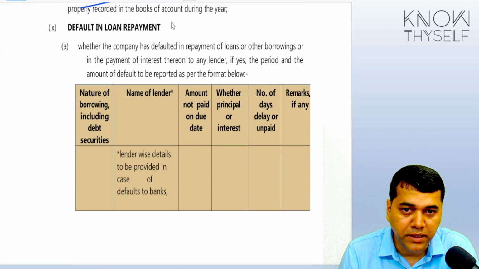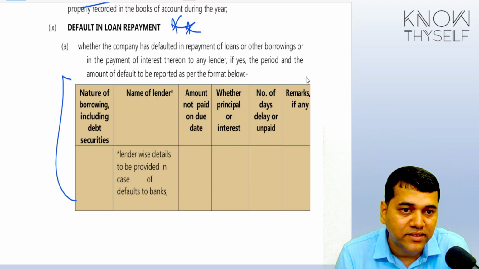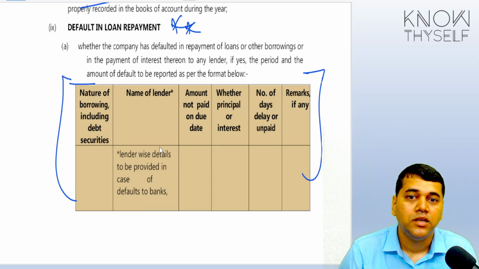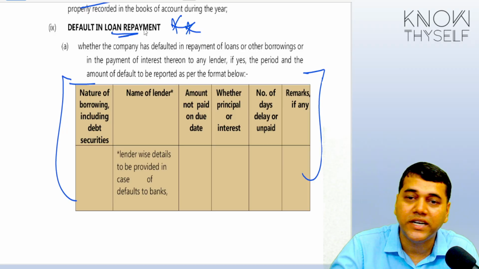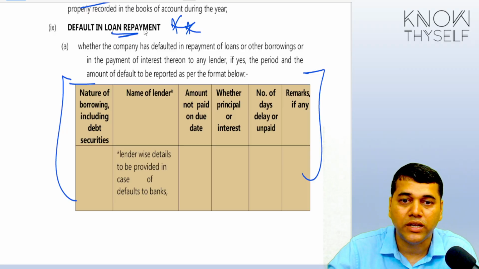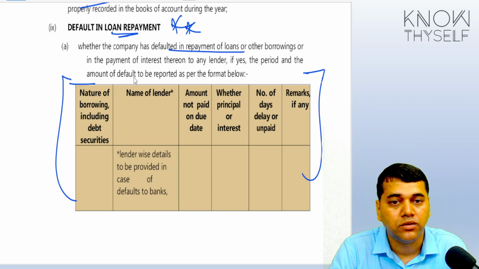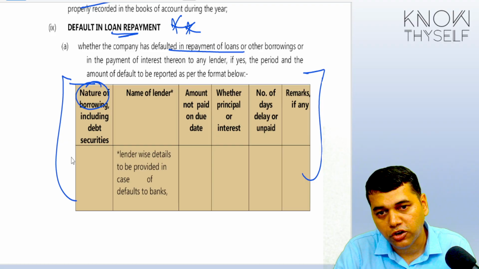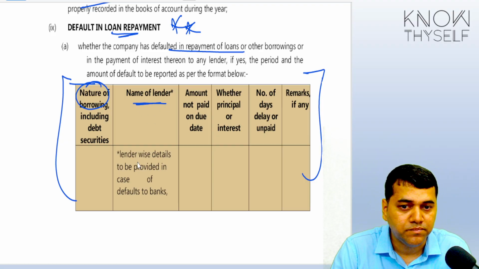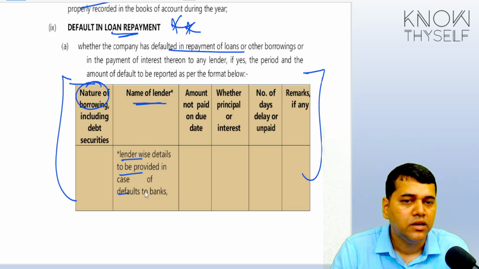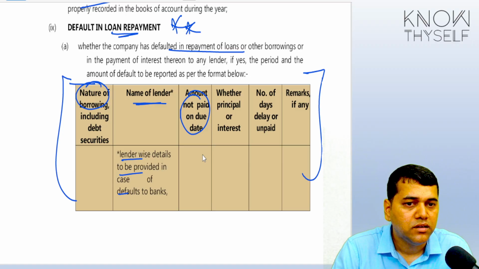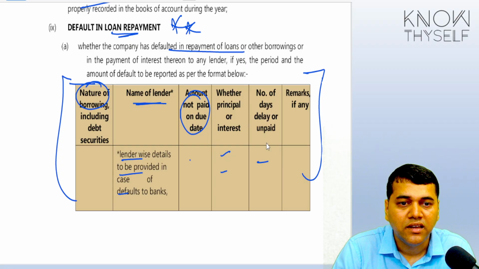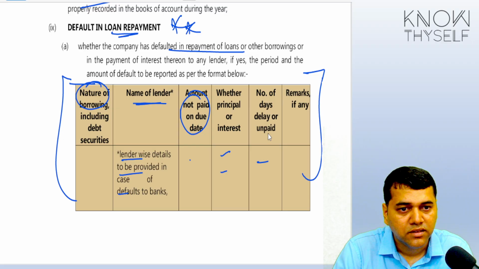Default in loan repayment, please mark it important because they can give you an examination question where you have to prepare this statement. In loan repayment, see loan given already done. Here you have taken a loan and have you defaulted in repayment of the loan? If yes, you need to tell the nature of the borrowing. So there is a long-term loan, short-term loan, name of the lender, each lender wise you have to give, amount not paid but due on the due date, whether principal amount or interest amount, how much delay, number of delays, and the remarks.